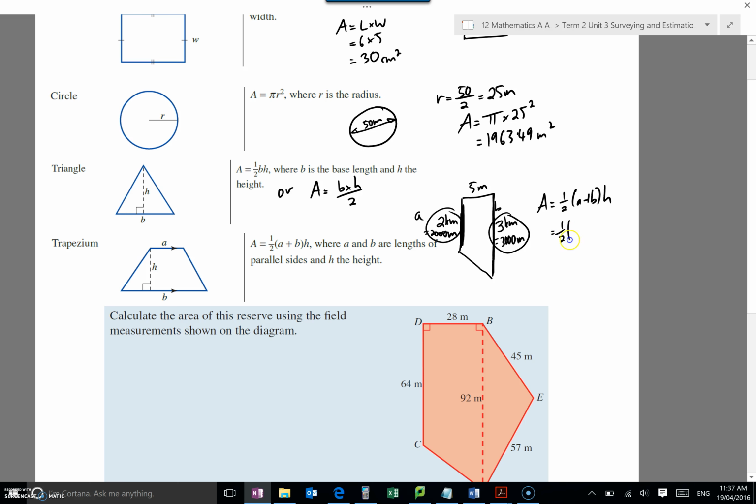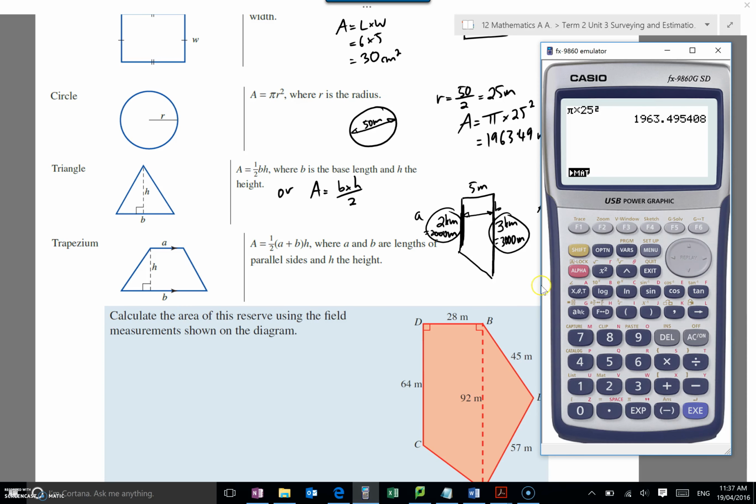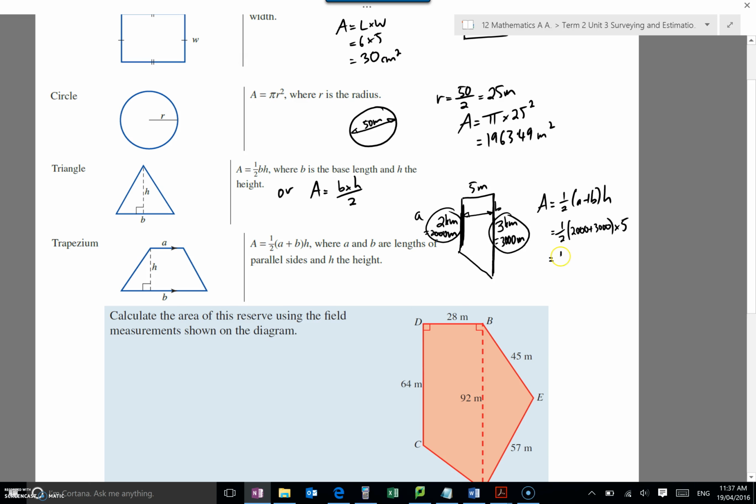So my area would be a half of 2,000 plus 3,000, times h, which is the distance between those two parallel lines, which in our scenario is 5. And then off to calculator land to find what that area is. A half, or 0.5, times, need brackets, 2,000 plus 3,000, times 5. 12,500 meters squared.